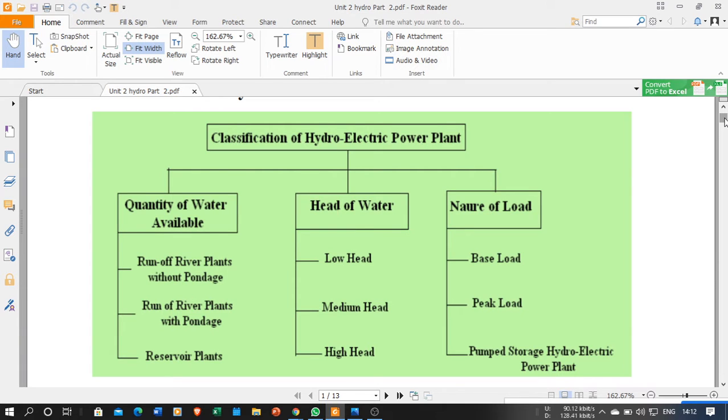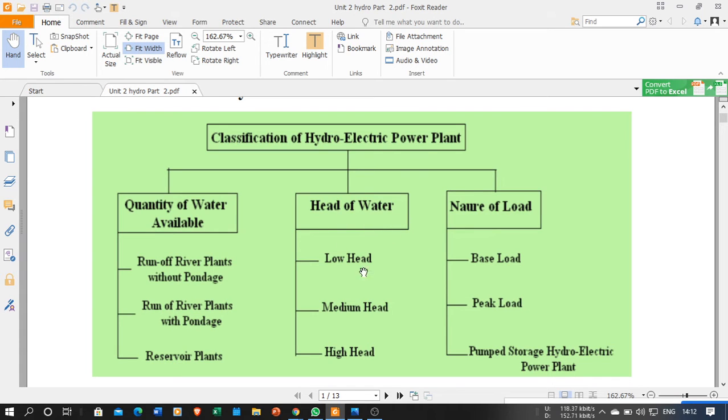And the third one, most commonly used all over the globe, is the reservoir plant, in which you construct a dam and store the water in bulk quantity, and as and when required, I release the water to generate the electricity. Reservoir plants can mostly be seen in Maharashtra and most other places.